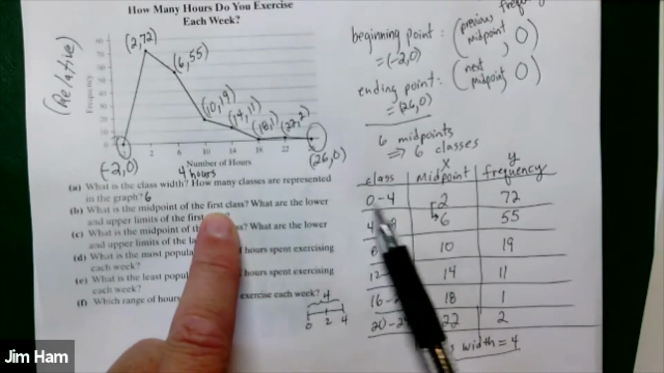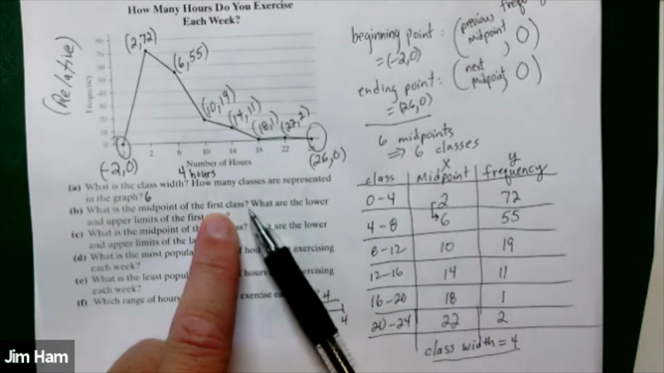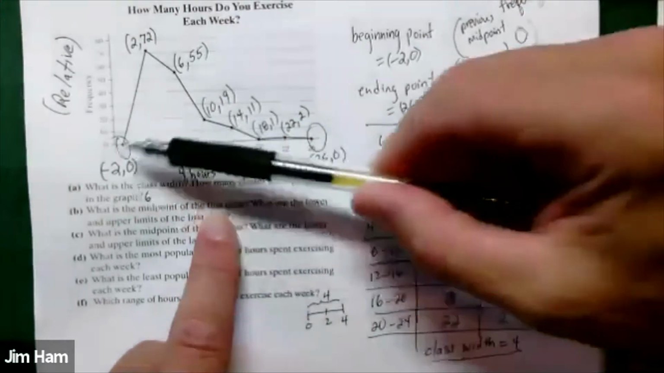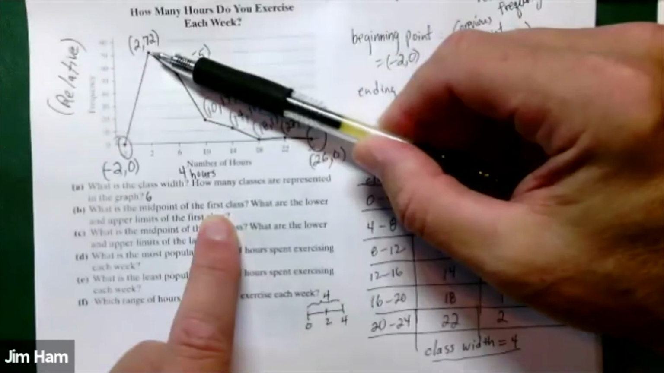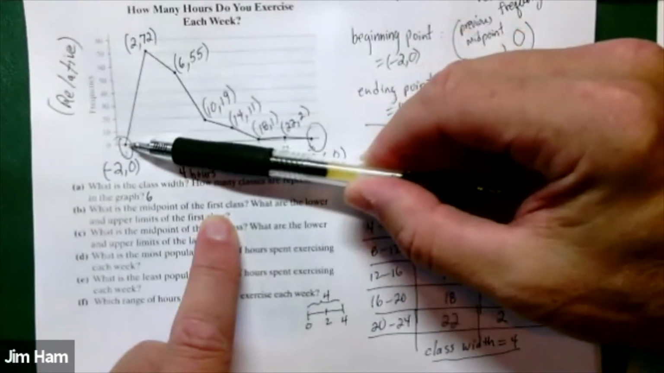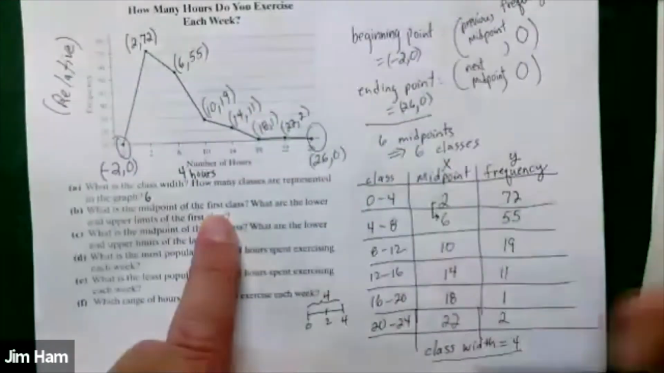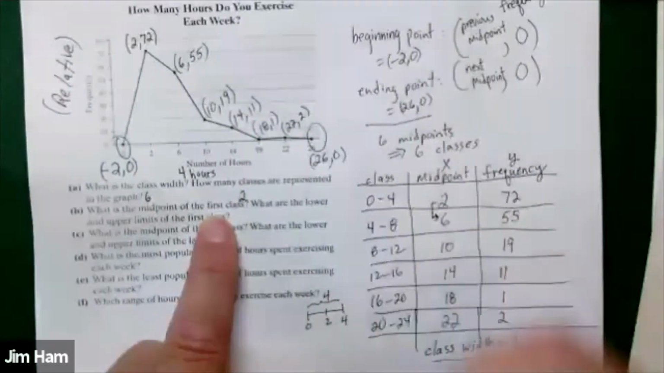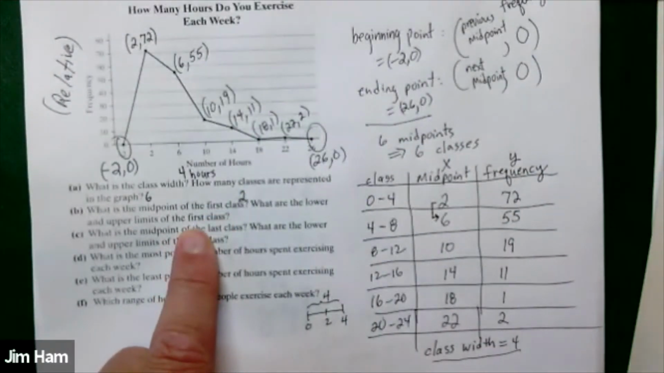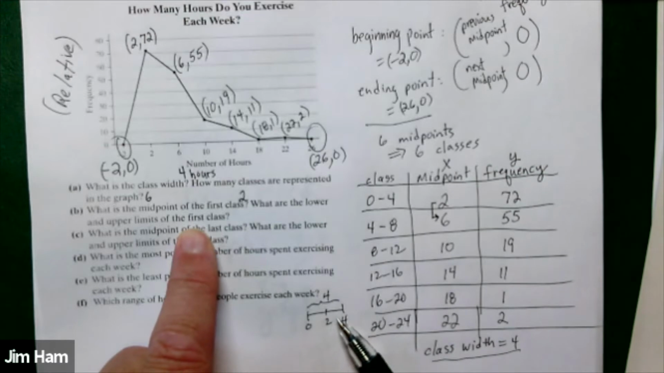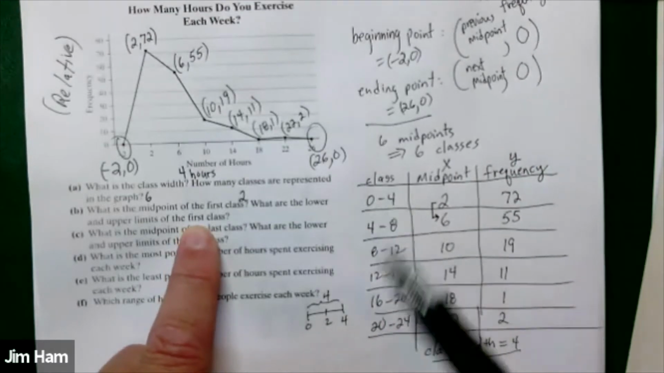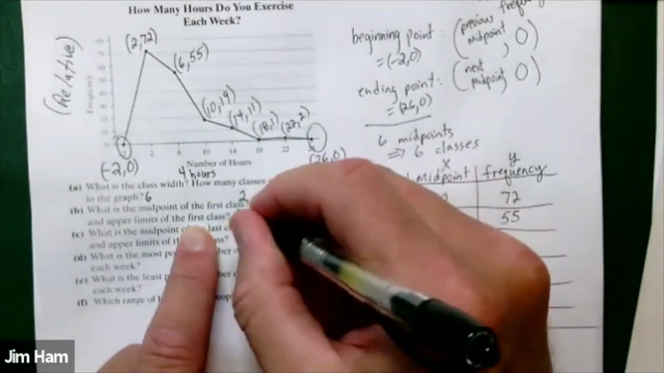But if you have the class here and you see the midpoint, okay, now if you look on the graph, the first midpoint is the first point after the initial point on the horizontal axis. So the first midpoint is the x-coordinate of that point. So that would be 2. And the lower and upper limits, again, you have to go through a lot of this analysis that we've already done, but the lower and upper limits of the first class, there they are, 0 to 4.